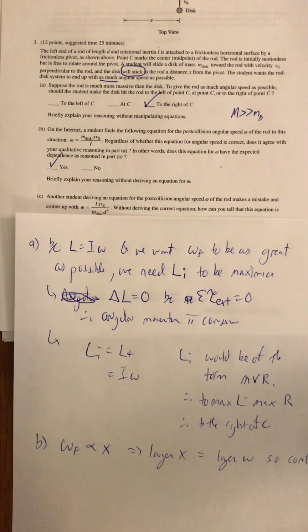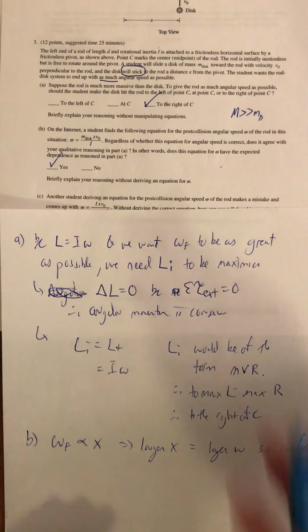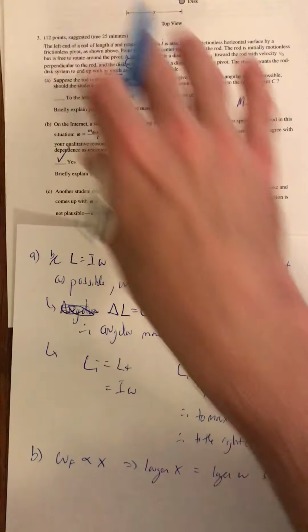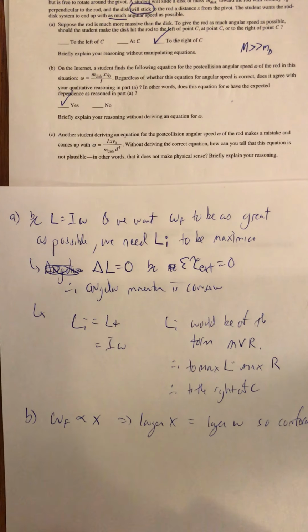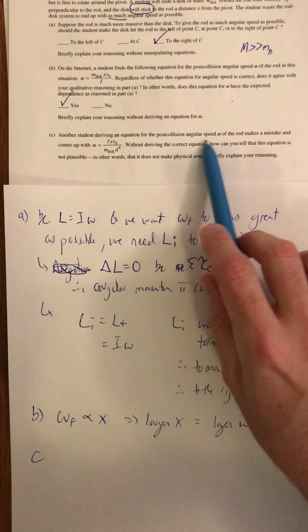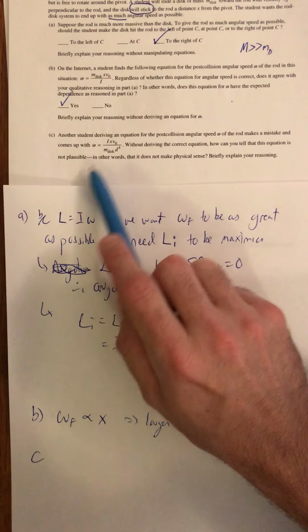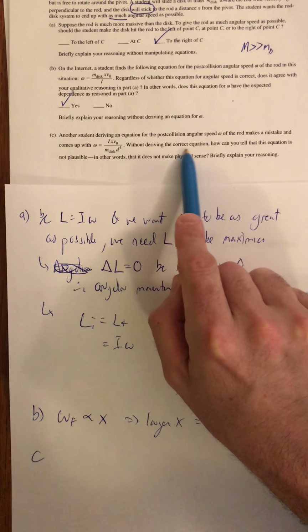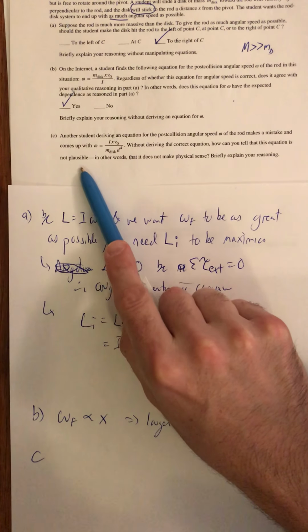I'm just symbolically doing as much as possible to make the grader's life easier. Okay. Now, if I could type these things, I'd probably end up typing them because I could type a lot quicker than I write. C. Another student deriving the equation makes a mistake and comes up with this. Oh, so once again, got something wrong off the internet. Without deriving the correct equation, why not? It's stupid. How can you tell that's not plausible?